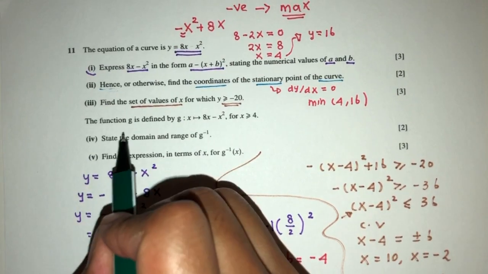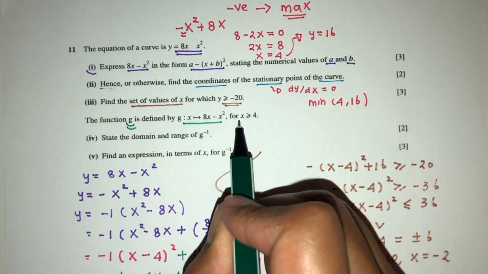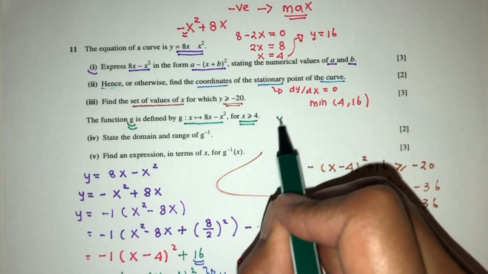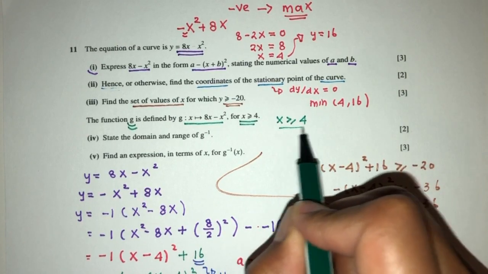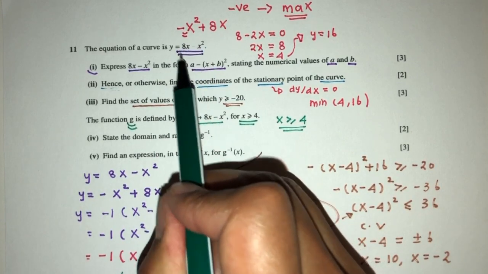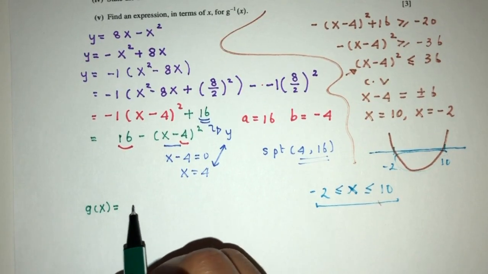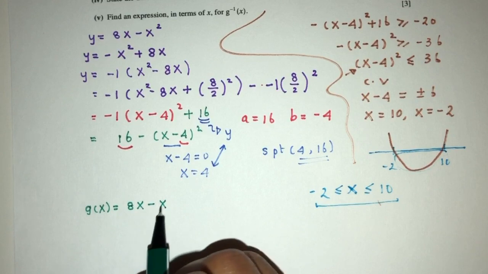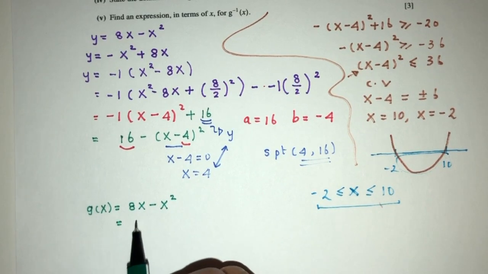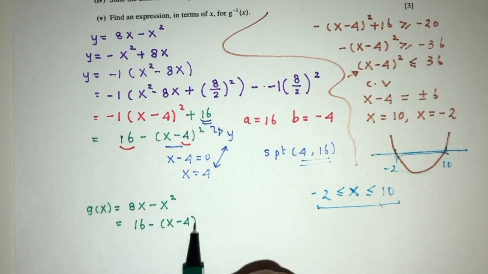Now moving on to part 3. The function g is given by this, for x more than 4. Again, we realize g of x is the same thing as the function here, which is the same equation. Let's write this down. g of x is given to you by 8x minus x squared. We know this is also 16 minus the value of (x minus 4) squared. It was found in part 1, right?